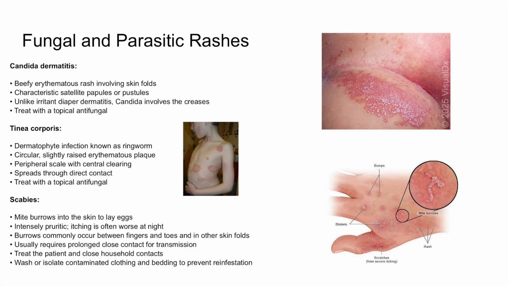Scabies causes severe itching that is classically worse at night, with thin burrows commonly found in between the fingers, around the wrists, and in other skin folds. Permethrin is the standard first-line treatment there, but successful management requires treating close household contacts at the same time and washing or isolating contaminated clothing and bedding.